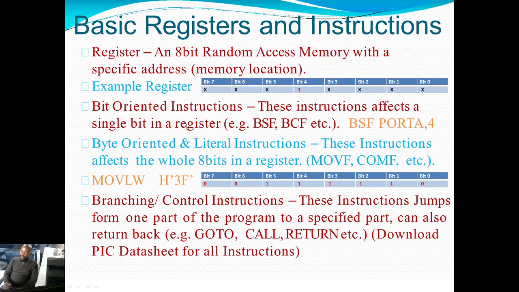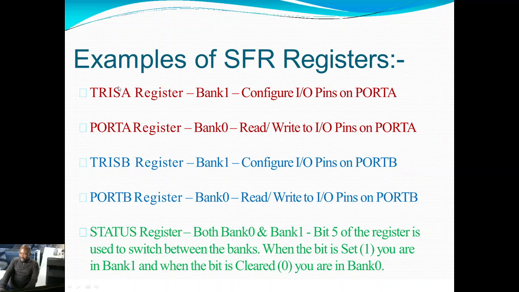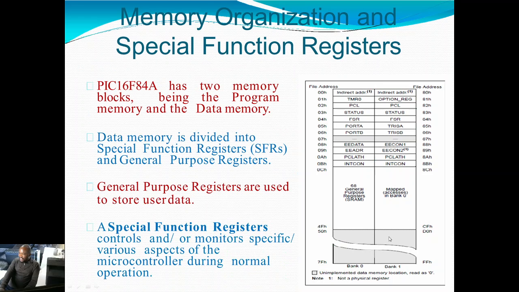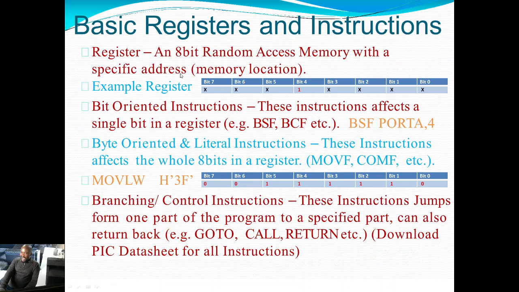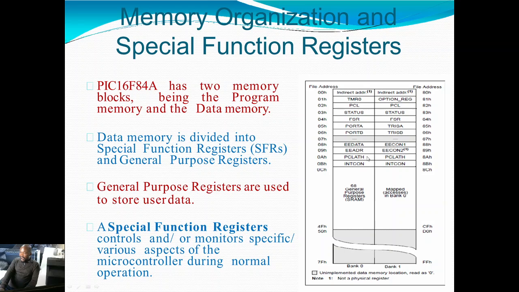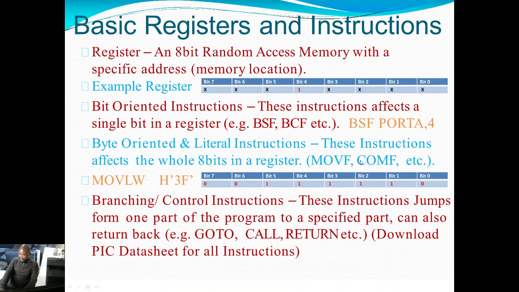Right. Now, basic registers and instructions. All the registers we have been referring to: port A, port B, TRIS A, TRIS B, the status register, all of the registers found in here, even the general purpose registers, they are all 8-bit registers. They are actually volatile, meaning when you remove power, the data on those registers is lost.